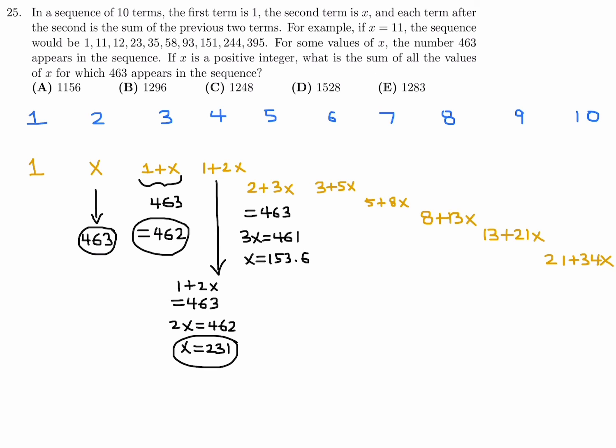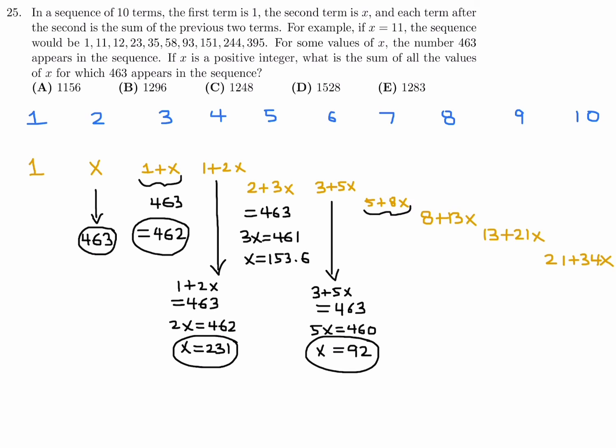Okay, no problem. Let's keep going here. In the same story, basically, we're going to set all of these to equal 463 and then solve for x. And if it's an integer, we keep it as a possible value of x. So doing this one, 3 plus 5x is 463. 5x is equal to 460, and therefore x is equal to 92. Okay, that's an integer, so I keep that. All right, keep going here.